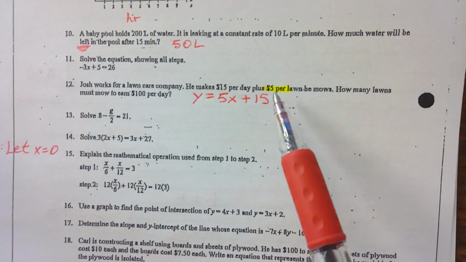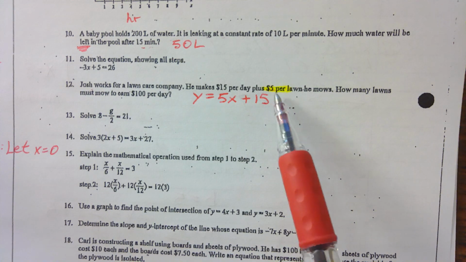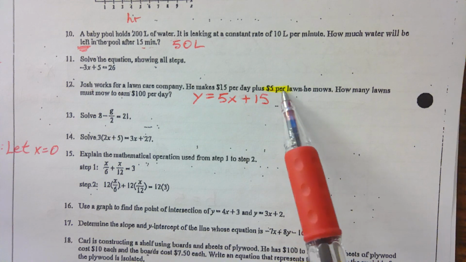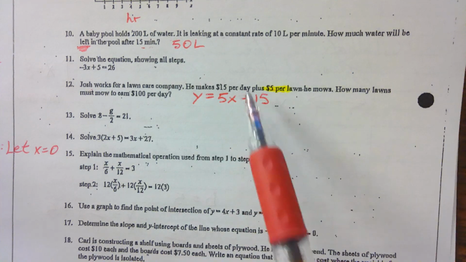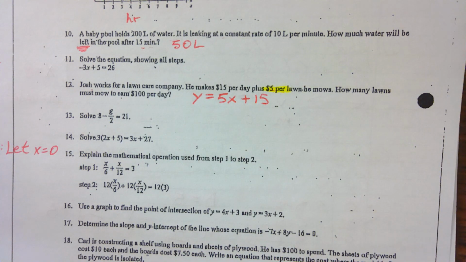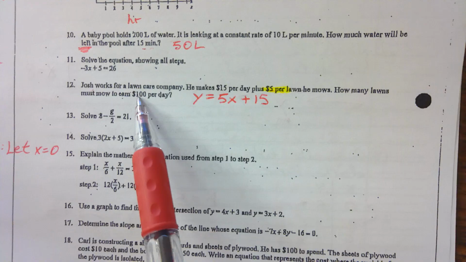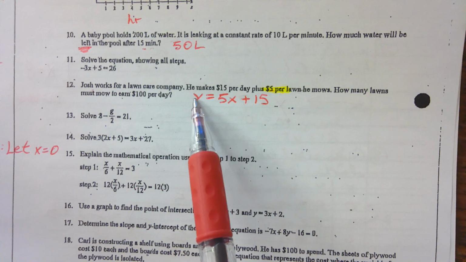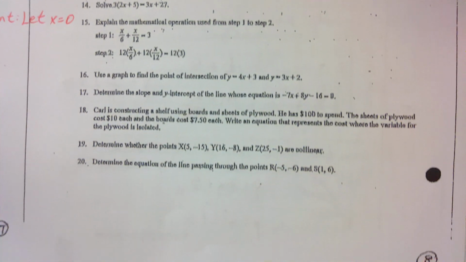So technically in grade 10, you're going to have an equation like 5x plus 15y. You're going to introduce two different variables. But for this one, we'll just say something like this. Right? And then for the 100, I'm going to substitute it in for y and then solve for x. Okay.